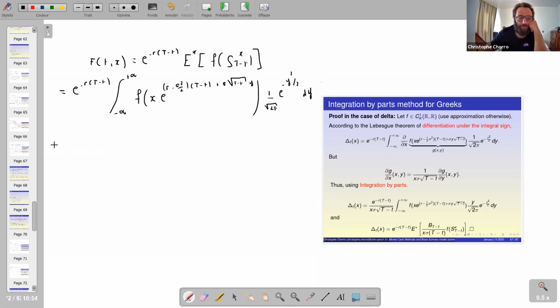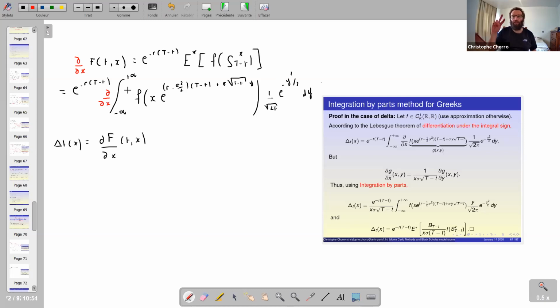Okay, so the delta is by definition the derivative of the price function. And I want to handle this quantity to prove that I have the expression that I want in the proposition. So if I consider the derivative of the price with respect to x, I have the derivative of this integral that I have to handle.